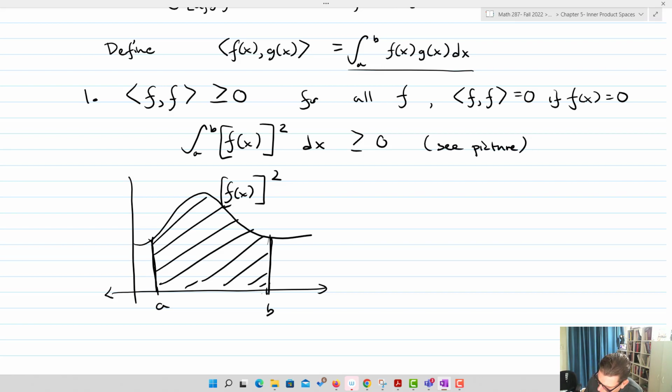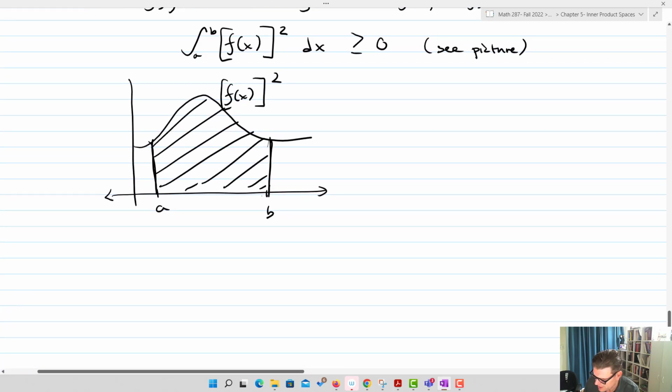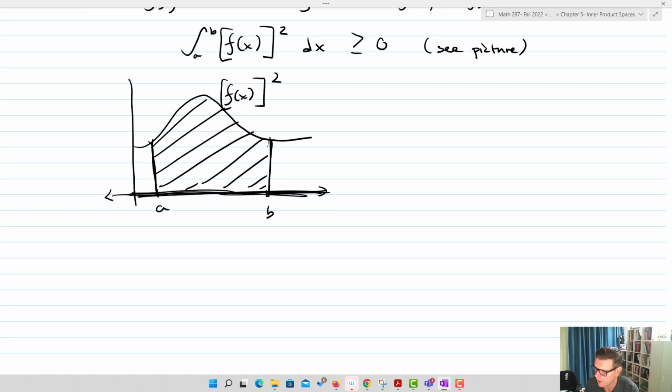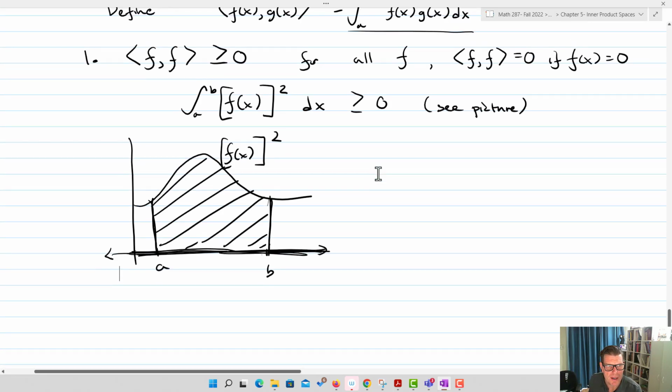Or essentially, just what I just said: if I take f of x squared, it's a non-negative continuous function, so every value is above the x-axis. We're finding the area from a to b, so consequently we're going to end up with a positive area. The other one, f of x equals 0, is going to give me 0, because that's going to be this graph right there. There's going to be no area underneath that curve. So that's my first property.